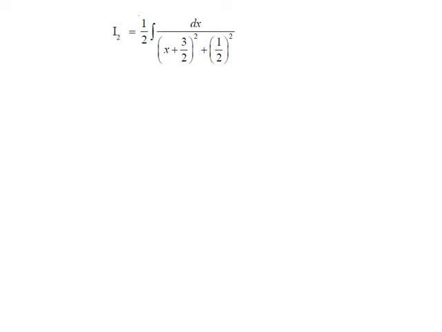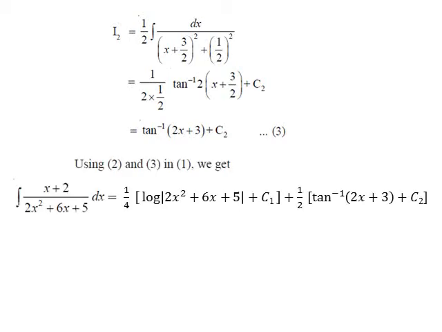Apply the formula integral of 1 upon x square plus a square. In place of x we have x plus 3 by 2 and in place of a we have 1 by 2. Now write the integral and simplify it. We get tangent inverse 2x plus 3 plus c2, marked it number 3. Now put the values of I1 and I2 in number 1.